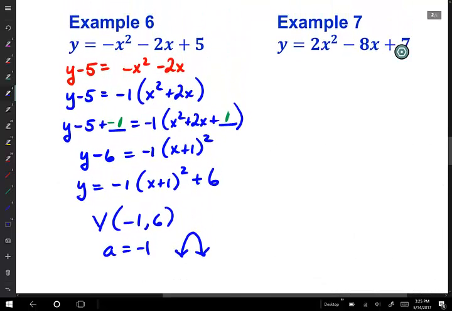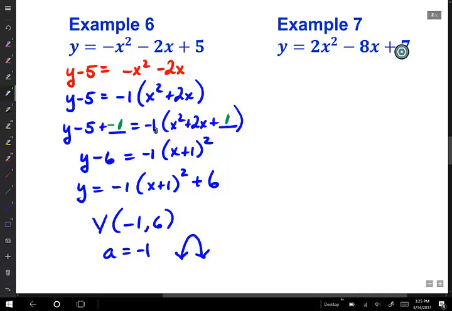The most important thing to pay attention to in this one is factoring out that negative 1 and then multiplying the negative 1 times the 1, so that equates to a balanced equation on the other side.